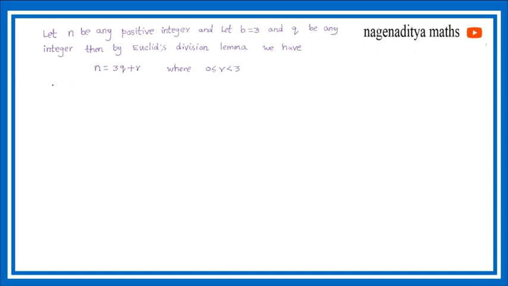So now for the first case, if r is equal to 0, then put the value of r equal to 0 in the above equation n is equal to 3q plus r. So we get n is equal to 3q plus 0, that is equal to 3q. So 3q is a multiple of 3, that is why it is divisible by 3.